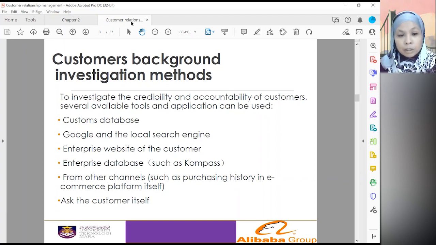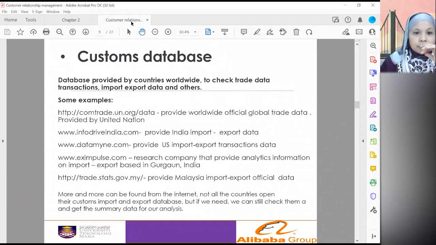There are various methods you can use: customs databases, Google and other search engines, the enterprise website of the customer, enterprise databases such as Compass, and other channels. For example, on the Alibaba platform, you can see the purchasing history of a seller or a buyer. And of course, you can always ask the customer or the seller themselves about whatever you want to inquire.